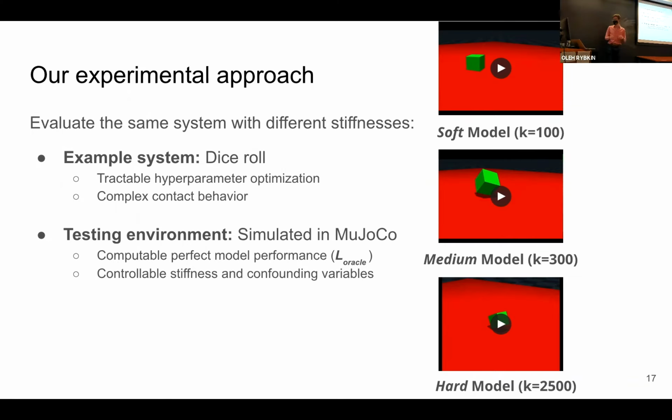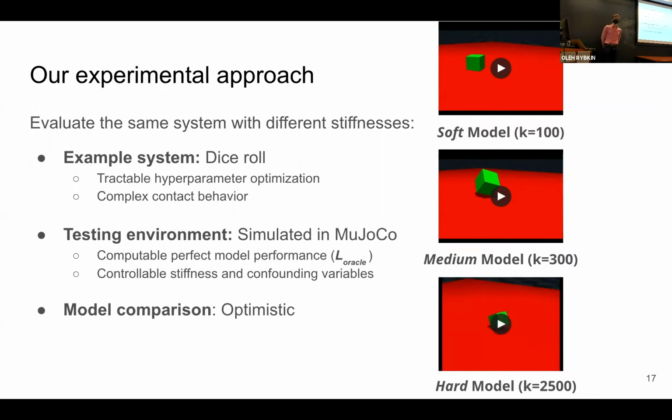And here we can see a couple examples of this dice roll system being simulated in MuJoCo, and you can kind of get a sense of what the underlying stiffness is and the softest and the most rigid case that we've tested.